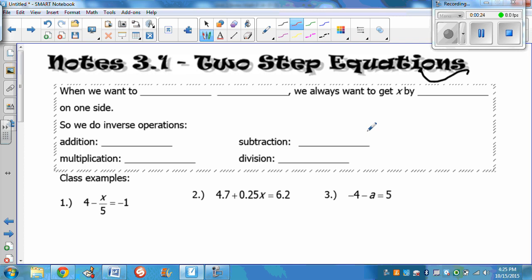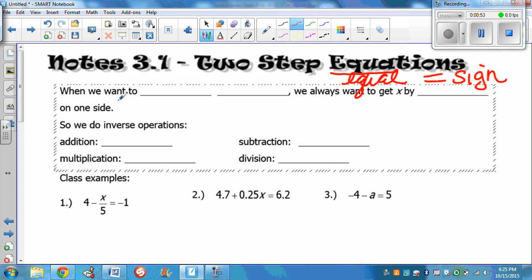So what exactly makes something an equation? That EQU prefix in there means something. EQUA means equal. So what do we need to have an equation? We need to have an equal sign. In order for something to be an equation, we have to have an equal sign.